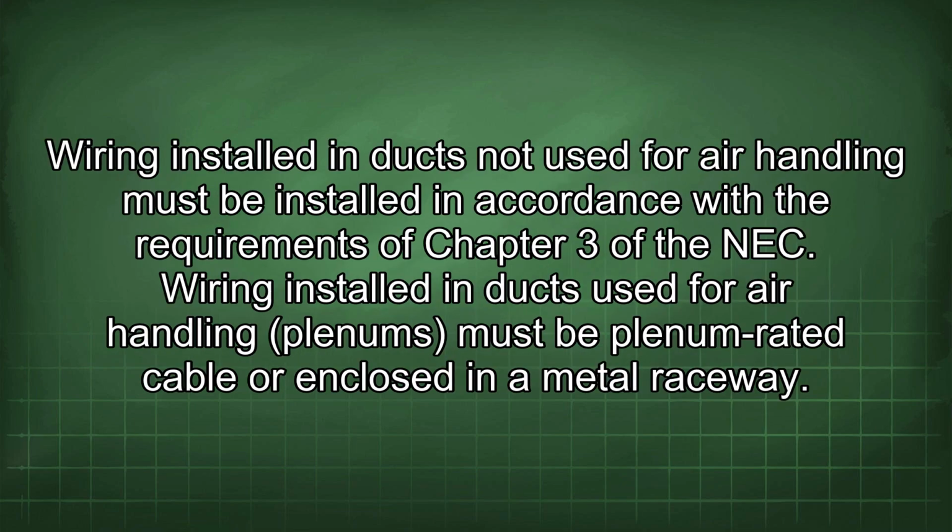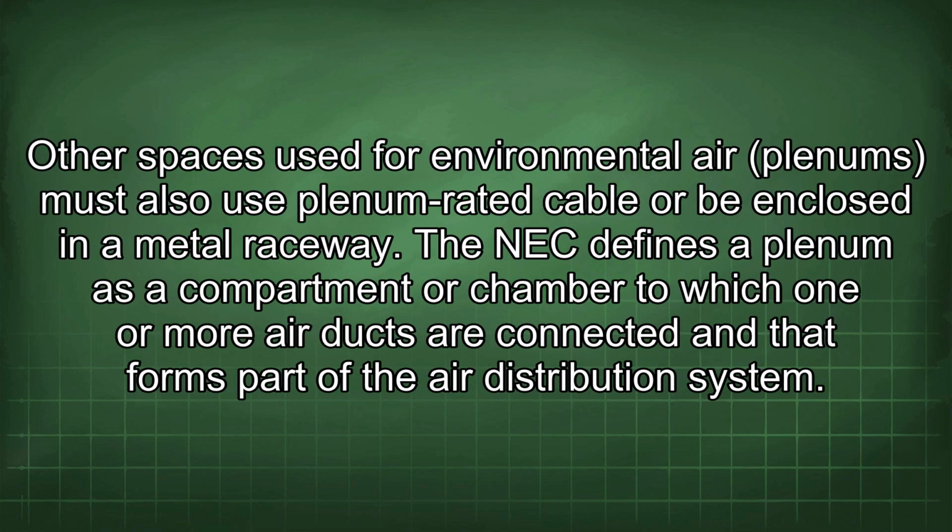Wiring installed in ducts not used for air handling must be installed in accordance with the requirements of Chapter 3 of the NEC. Wiring installed in ducts used for air handling plenums must be plenum-rated cable or enclosed in a metal raceway. Other spaces used for environmental air plenums must also use plenum-rated cable or be enclosed in a metal raceway. The NEC defines a plenum as a compartment or chamber to which one or more air ducts are connected and that forms part of the air distribution system.